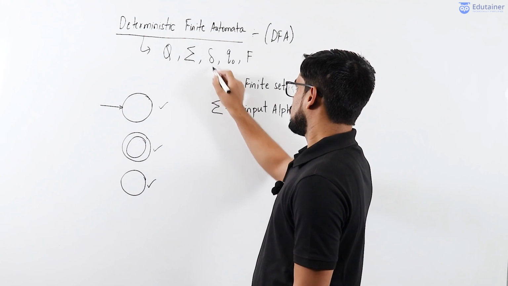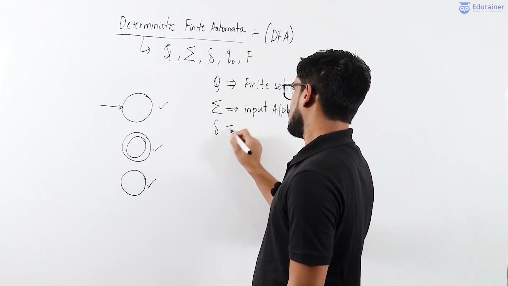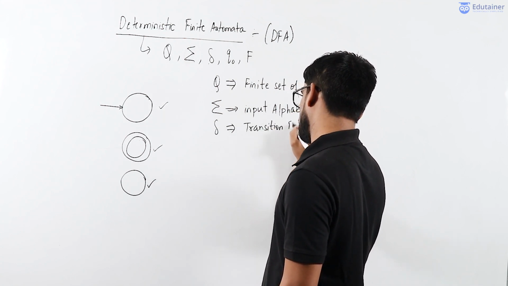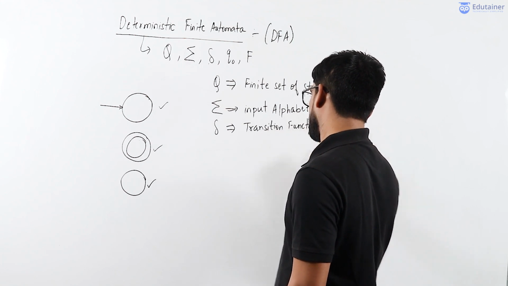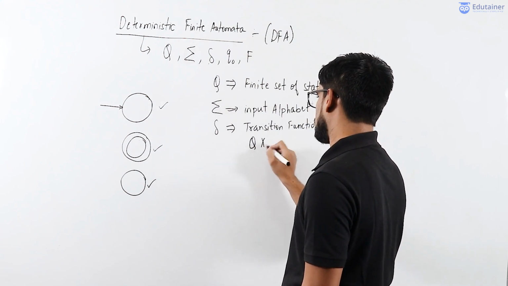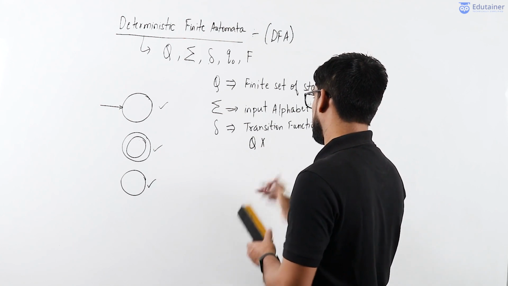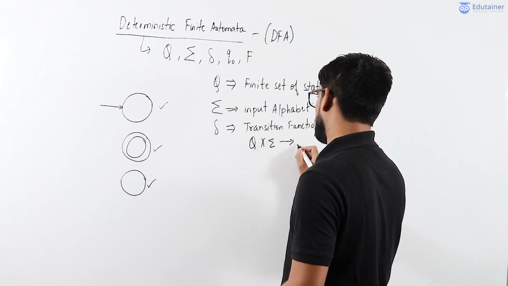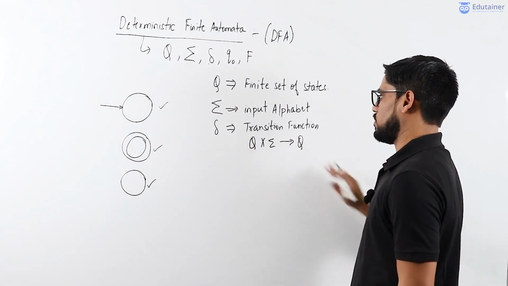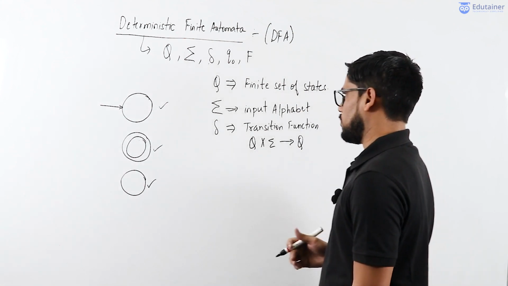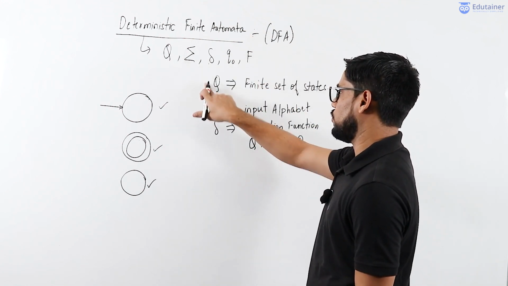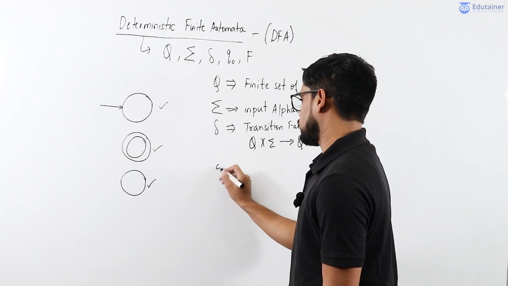The third one is delta. Delta is the transition function, and the transition function in deterministic finite automata is Q cross sigma tends to capital Q. I will tell you shortly what this formula represents with the help of an example. First of all, we need to understand what the symbols represent. So we can cover Q, sigma, delta and then Q naught.